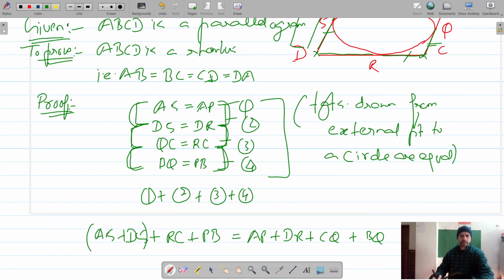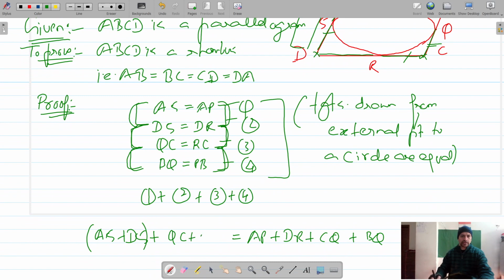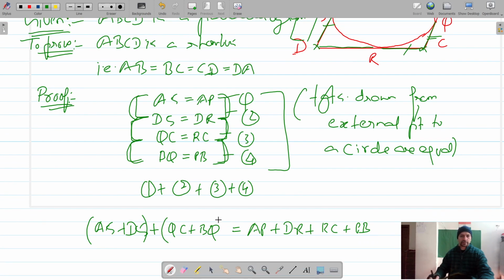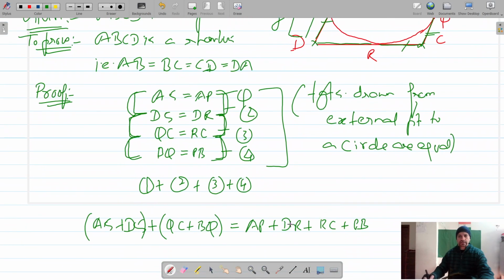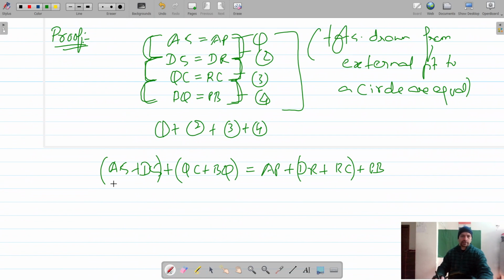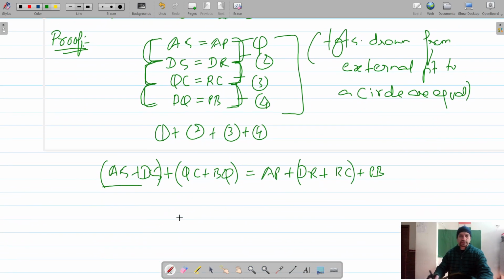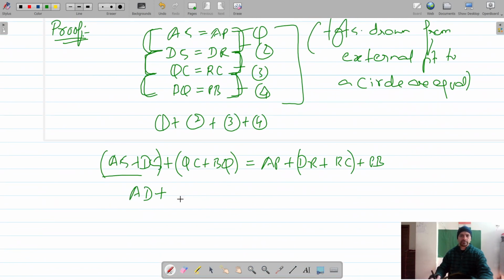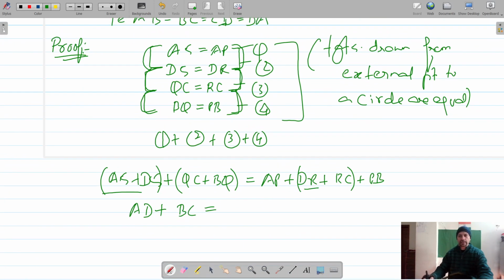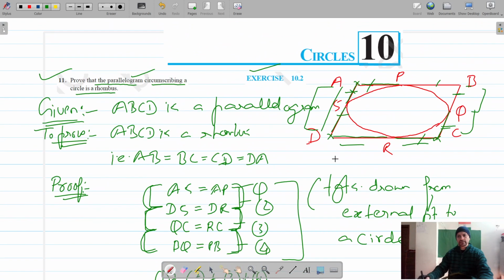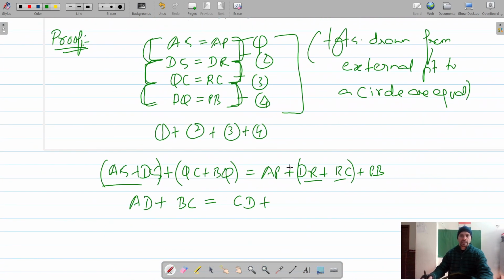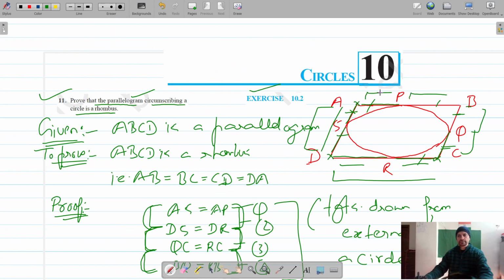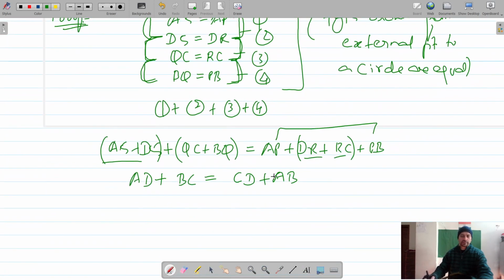So there we can club QC and BQ. So it's QC and BQ here, and it's AP, DR and it's RC and PB here. So it's RC plus PB here. So QC plus BQ can be clubbed, and DR and RC can be clubbed. So AS plus DS gives us AD, and QC plus BQ gives us BC. So it gives us BC, and DR plus RC gives us CD, and AP plus PB gives us AB. So this is how it is.